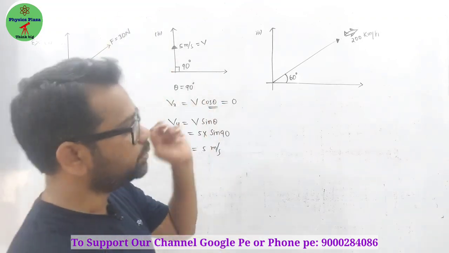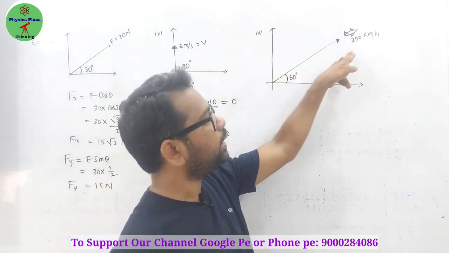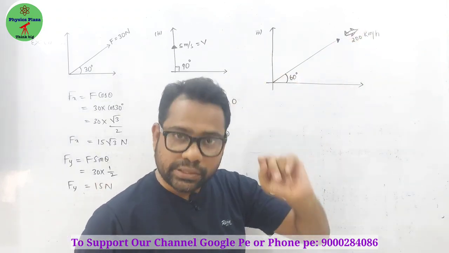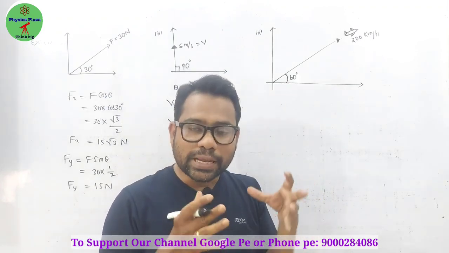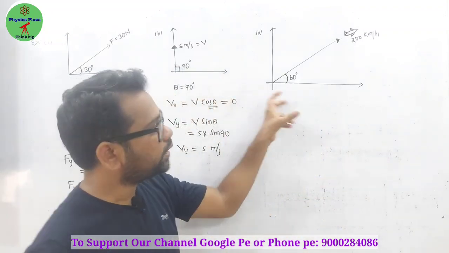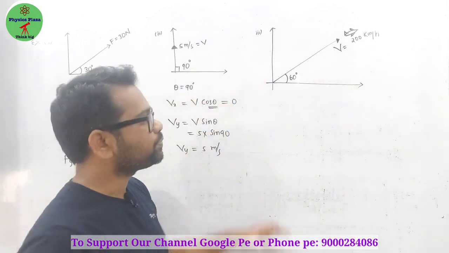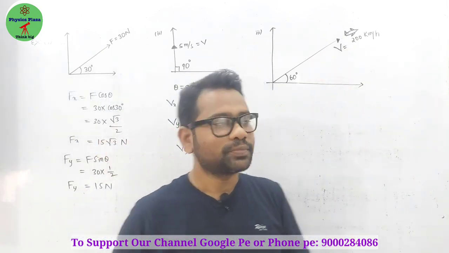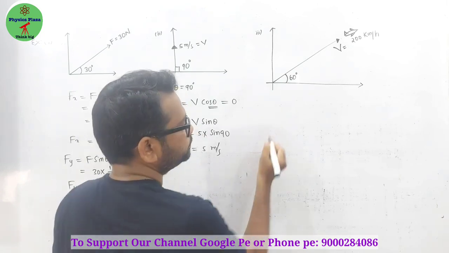And if you can see this third numerical, children, here an aeroplane takes off with a 200 km per hour velocity such that it makes an angle 60 degrees with the x-axis. Now they are asking us to calculate the two components. Children, can you try this? Come on, try this. What is the value of Vx? What is the value of Vy? Come on, try and comment your answer. Pause the video. Come on. 1, 2, 3.